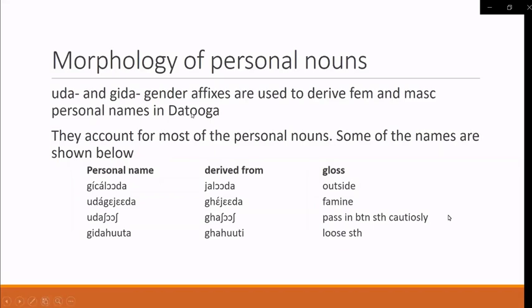The derivation using the gender affixes. For instance, we have Gicharoda from the word Jaroda, that meant born outside. Utagejeda, born during the third famine. Udashos or Gashos, pass in between something. Born in between maybe a mountain, and Gidahuta or Gidahut derived from the verb kahut, which means lose something. So this Gida, Uda, we have the affixes deriving the personal nouns.